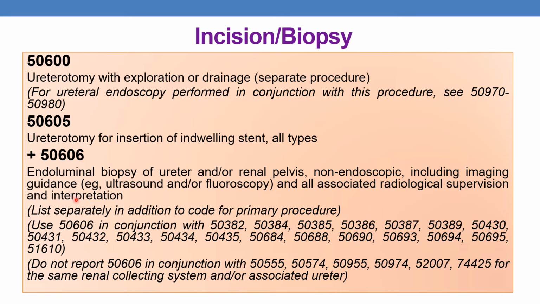non-endoscopic, including imaging guidance, for example ultrasound or fluoroscopy, and all associated radiological supervision and interpretation. As this is an add-on code, it must be listed separately in addition to the code for the primary procedure. Use 50606 in conjunction with 50382, 384, 385, 386, 387, 389, 430, 431, 432, 433, 434, 435 and so on. It can be listed in conjunction with all the listed CPTs. And do not report 50606 in conjunction with the following CPTs for the same renal collecting system or associated ureter.